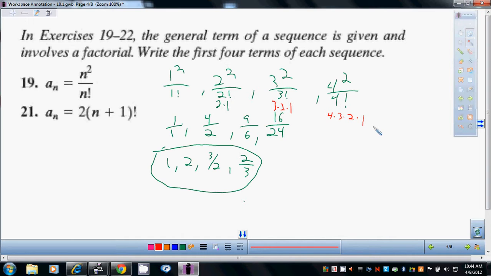Anyway, 21. We don't have to write it out, but raise your hand if you have a question about where we would get those numbers from. You plug in 1 for the n, 2 for the n, 3 for the n.